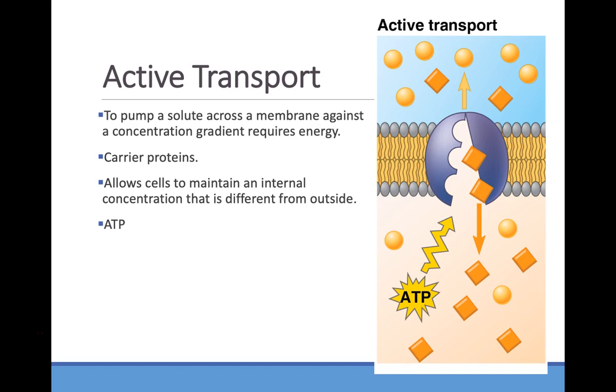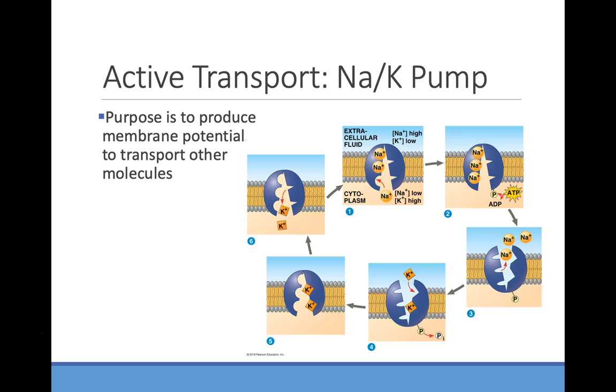The energy used in this example is ATP. We're going to talk about ATP a lot in the coming chapters. ATP is basically our energy currency in the cell. It's the molecule that is used to power the majority of reactions. So one example of active transport is the sodium-potassium pump.